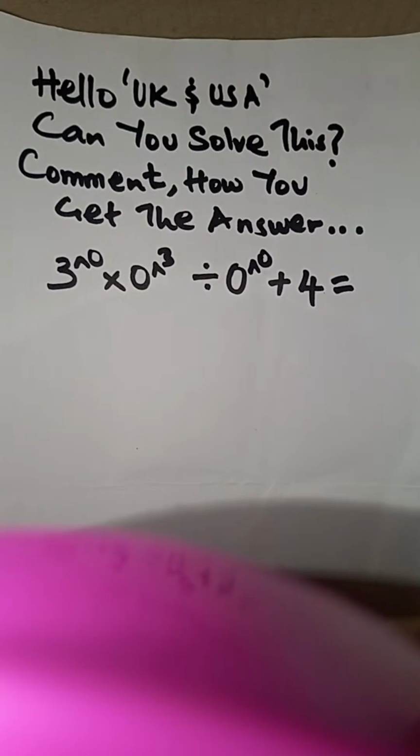This is a typical BODMAS challenge. Can you solve this? Is it possible to compute 3 raised to 0 multiplied by 0 raised to power 3, and then plus 4? Are we in a position to find the value?